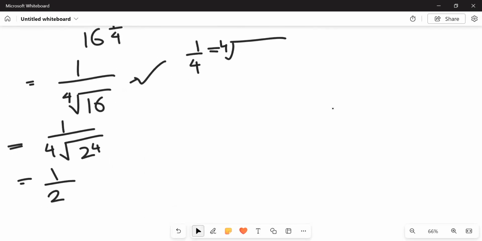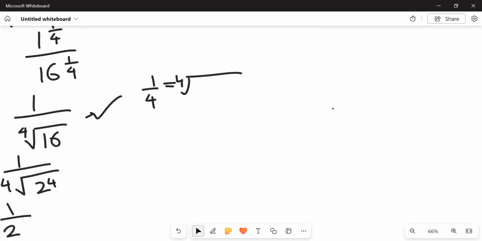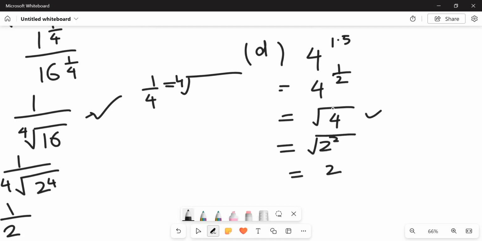Now the answer for the D part is 4 power 1.5. 1.5 means 3 over 2. So 3 over 2 means the square root of 4 cubed, and this will be 2 cubed. This is the radical form and this is the solution.